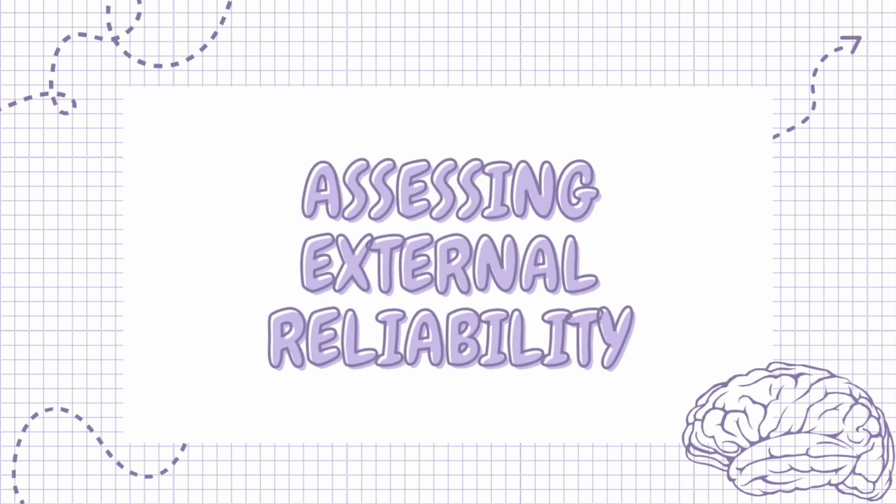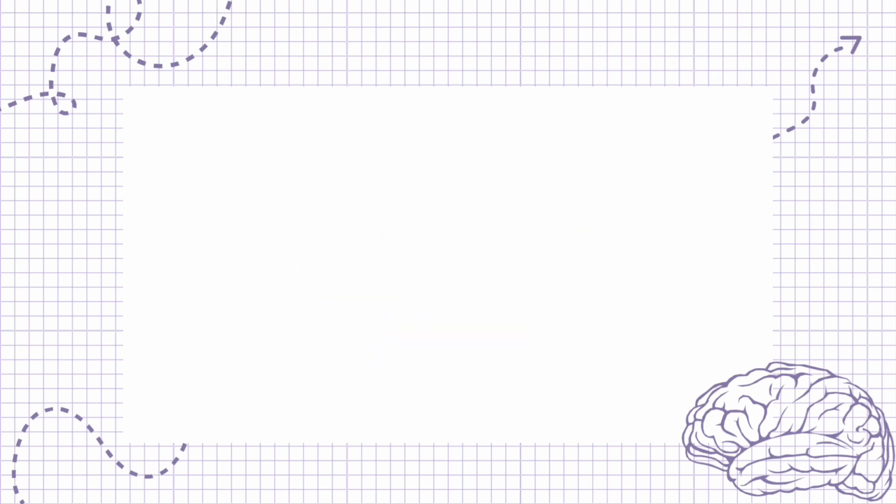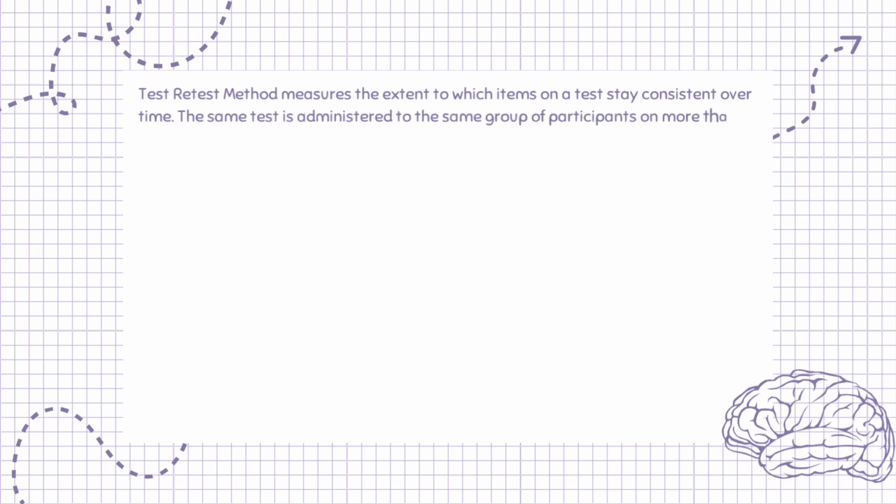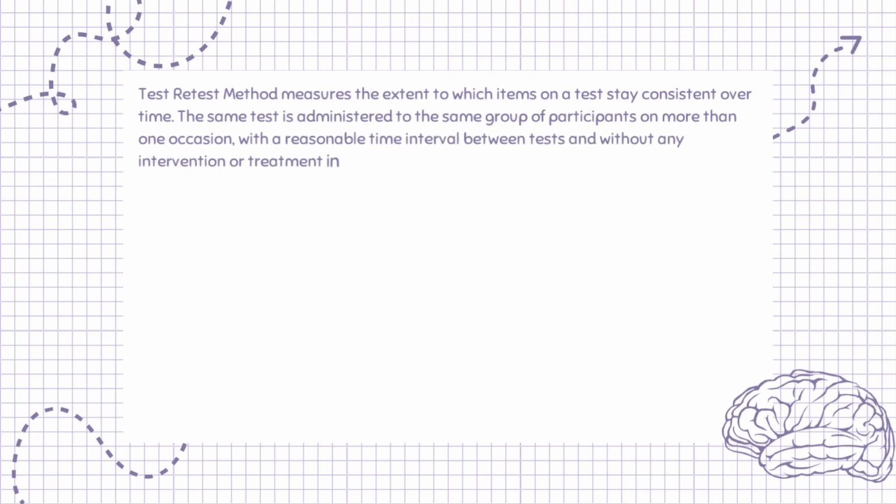Assessing external reliability. The test-retest method measures the extent to which items on a test stay consistent over time. The same test is administered to the same group of participants on more than one occasion, with a reasonable time interval between tests and without any intervention or treatment in between.